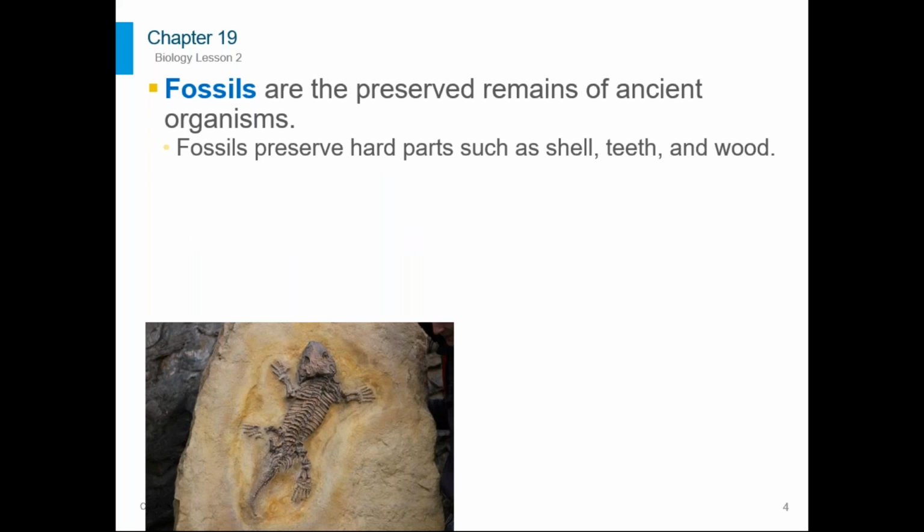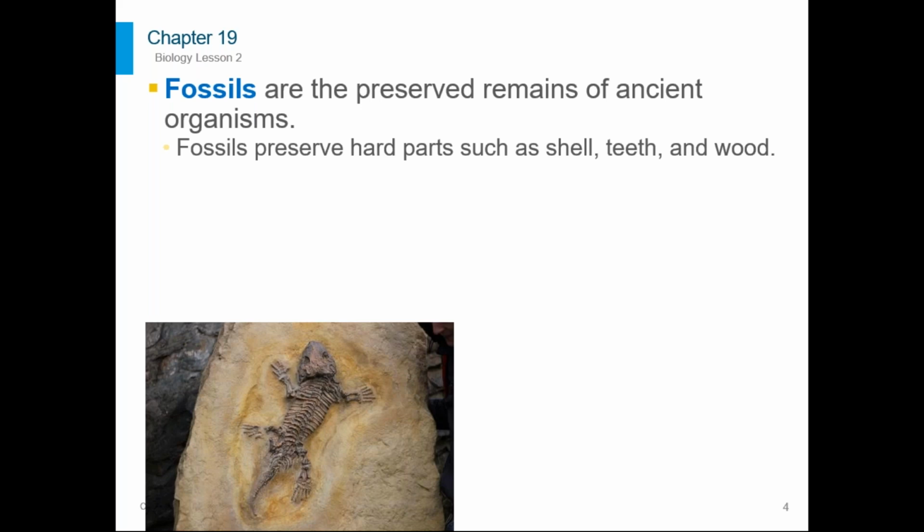So we're starting out with how we know things about the history of life, and it's mostly from fossils. Fossils are the preserved remains of ancient organisms. And we know fossils generally preserve hard parts of organisms, such as bones, shells, teeth, and wood. This is why, for example, for dinosaurs, we have lots of skeletons, but we don't have skin and fleshy parts.